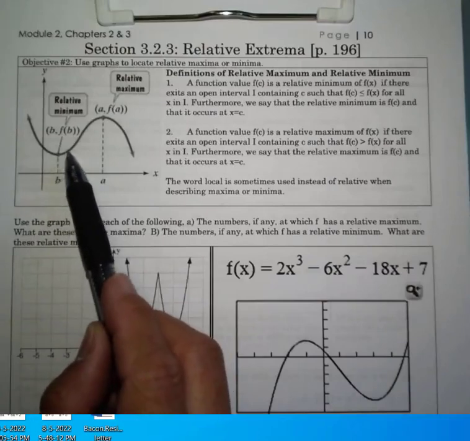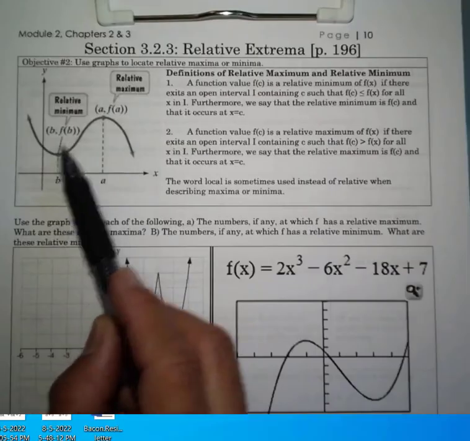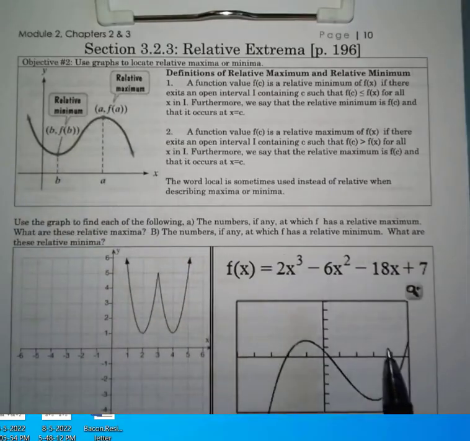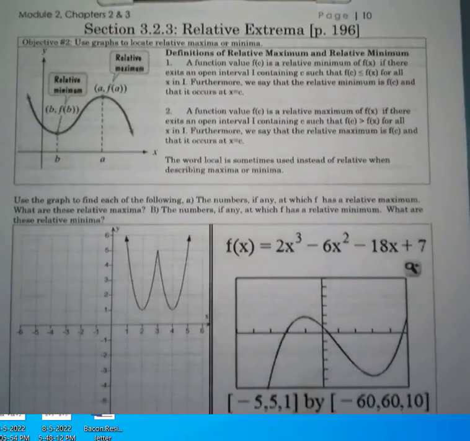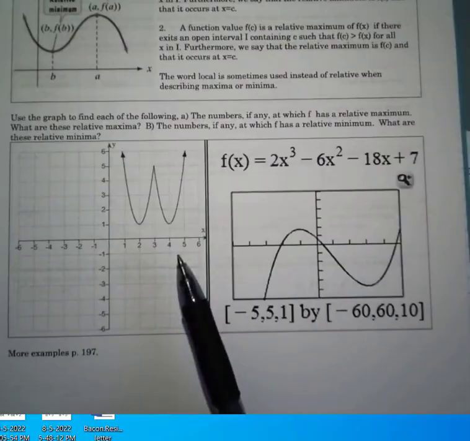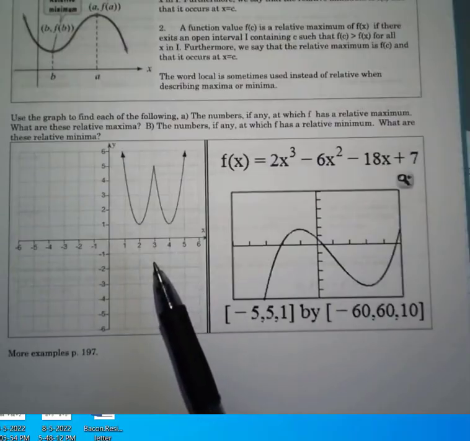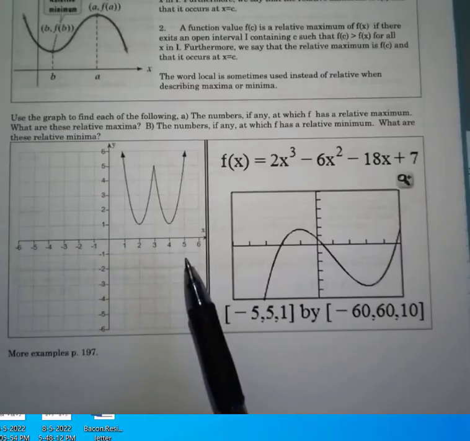And we could identify those based on how far down it was, or how far up it was, or its coordinates, okay? So now let's look at this particular illustration here. We're going to look at the numbers at which this function has a relative maximum and find out what that relative maximum is, and the numbers at which it has a relative minimum, and see what that relative minimum is, okay?